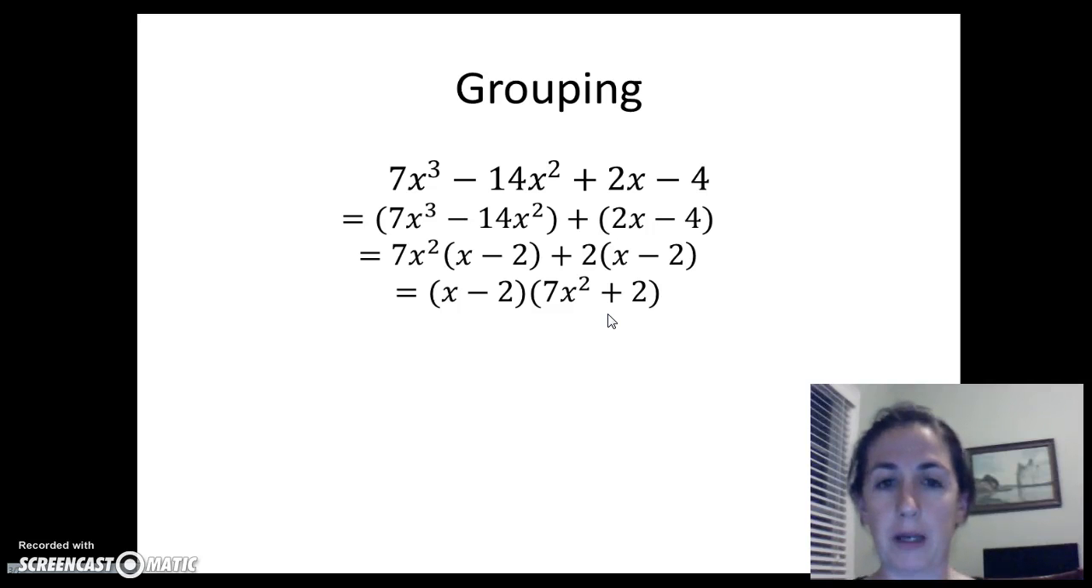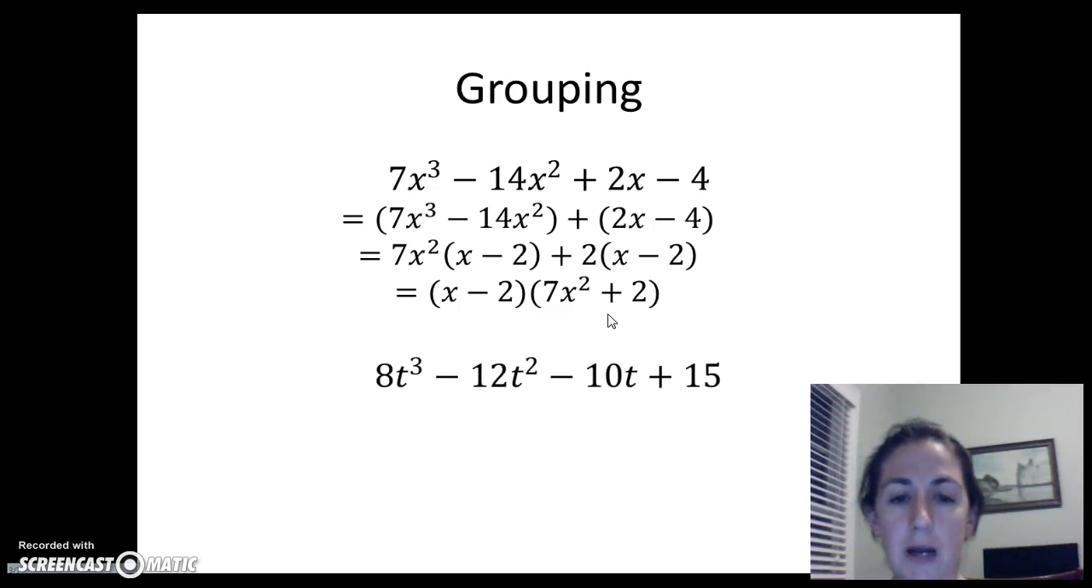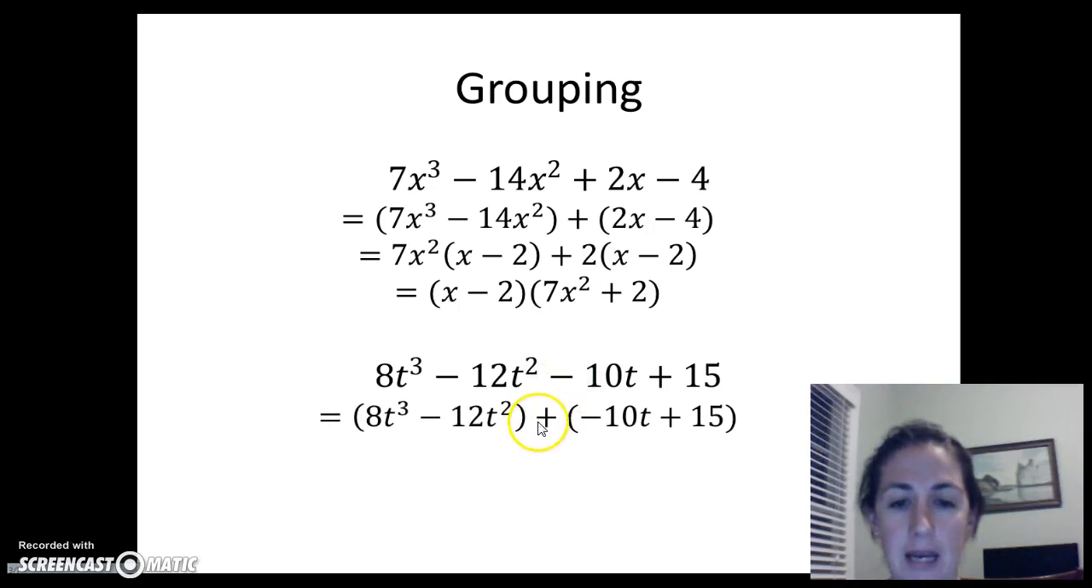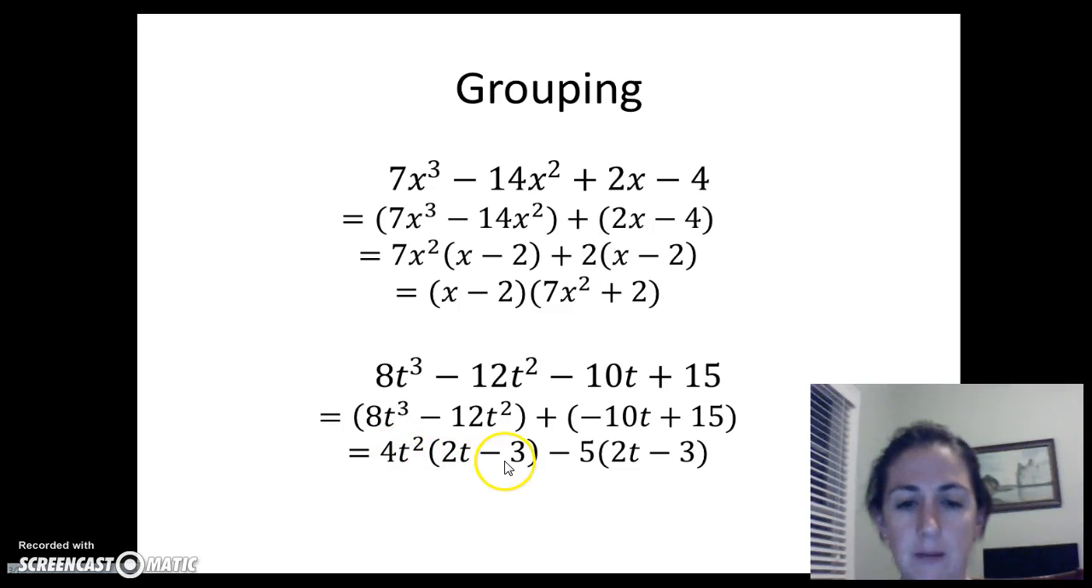Let's look at another grouping. 8t cubed minus 12t squared minus 10t plus 15. Group the terms together, but if we group it, you're going to notice there's a minus in the middle, so we'll change that to adding a negative 10. Then we'll group the 8t cubed and the 12t squared together, the negative 10t and the 15 together, and factor out the greatest common factor. 8t cubed minus 12t squared, when you factor out the greatest common factor, it's 4t squared, and you're left with 2t minus 3.